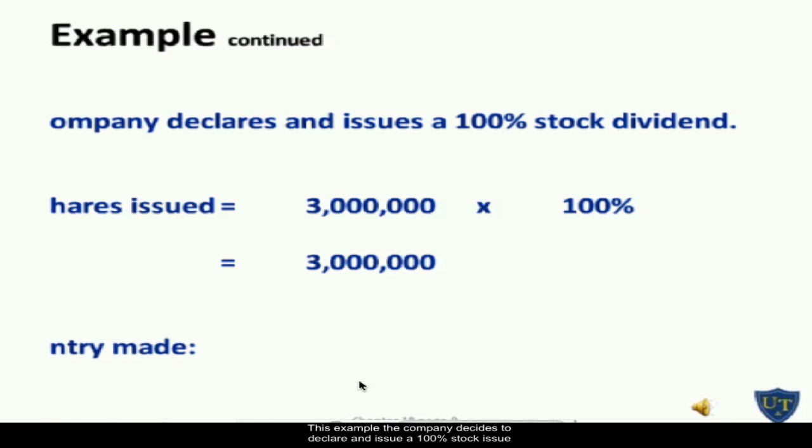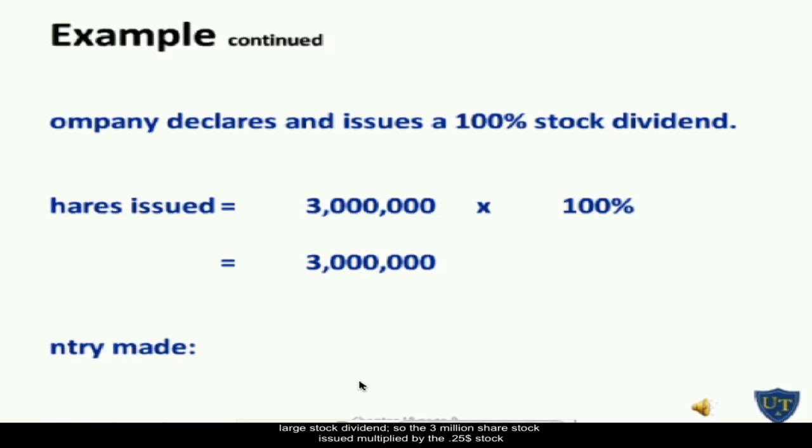In this example, the company decides to declare and issue a 100% stock dividend. So they're going to double the number of shares that they have issued and outstanding. So the company goes from 3 million to 6 million by issuing another 3 million shares in this 100% stock dividend. The size of the stock dividend means that this will be considered for accounting purposes a large stock dividend.